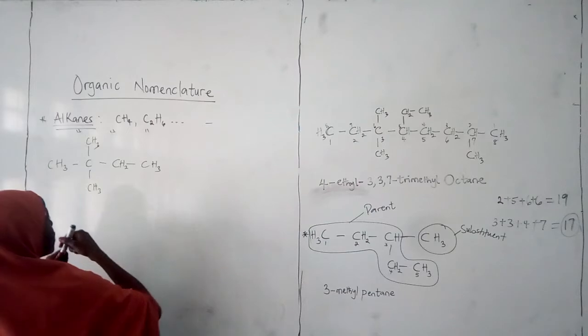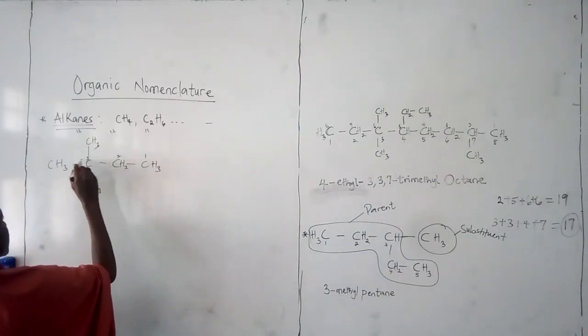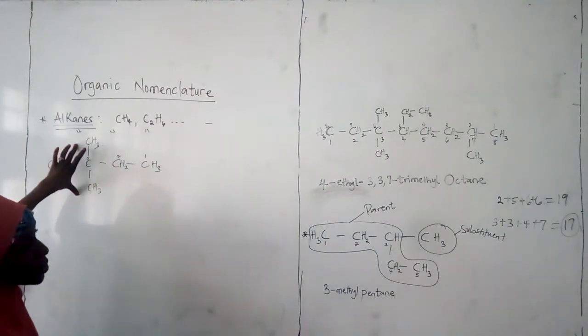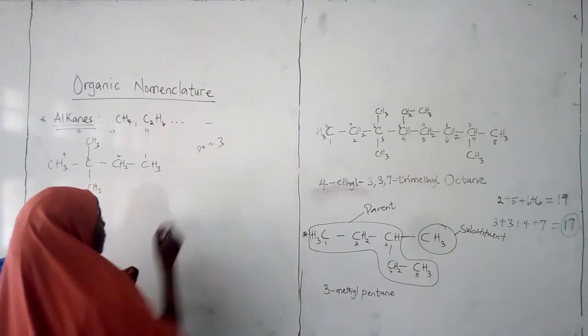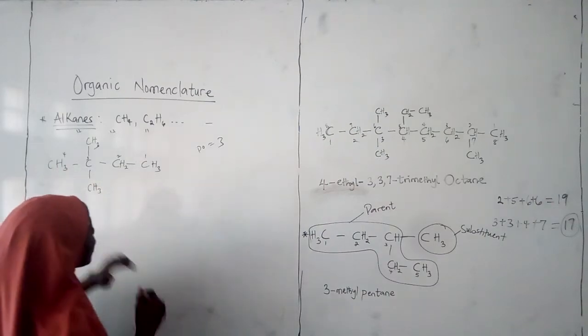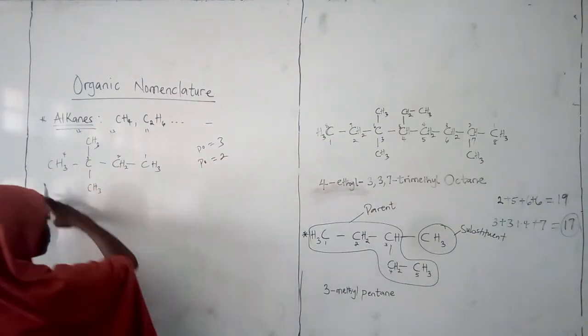Now 4 is our longest chain, so we'll use this one. So now when we start counting from this side, that's 1, 2, 3, 4. You can see that our two methyl groups, that's the substituents, are in position what? Position 3. While counting from this side, 1, 2. Now our methyl are in what position? 2. So we are going to take this one.